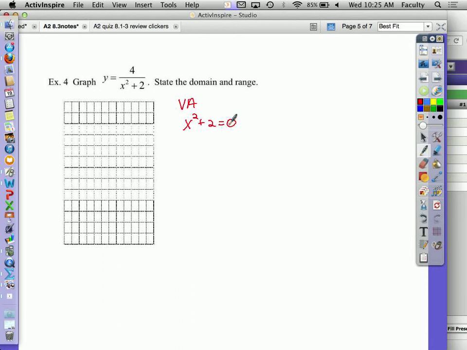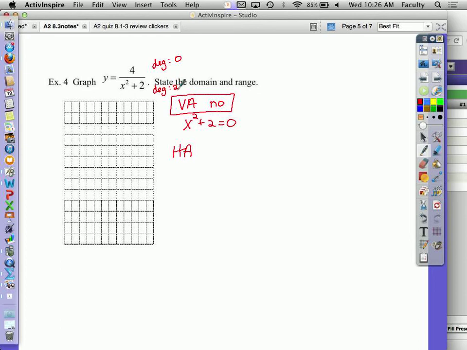One of the things I absolutely love about Algebra 2 is that it allows you to really think, not just motor along. You've got to stop and think here. So there's no solution to this, so there's no vertical asymptote. To determine a horizontal asymptote, you do the degree of the numerator. There's no variable, so the degree is 0. The degree of the denominator is 2.